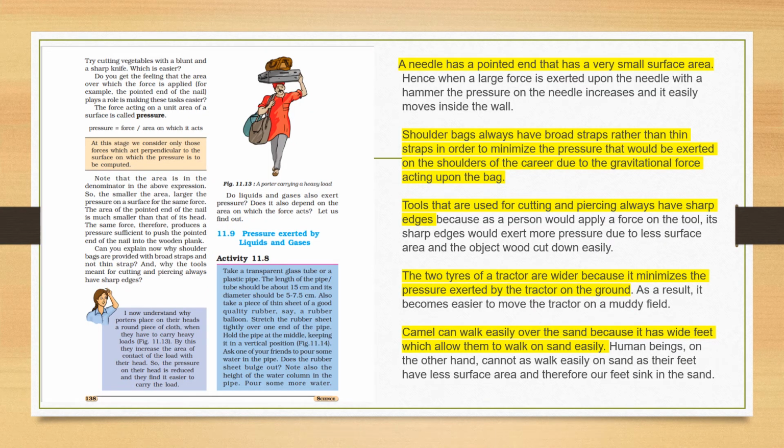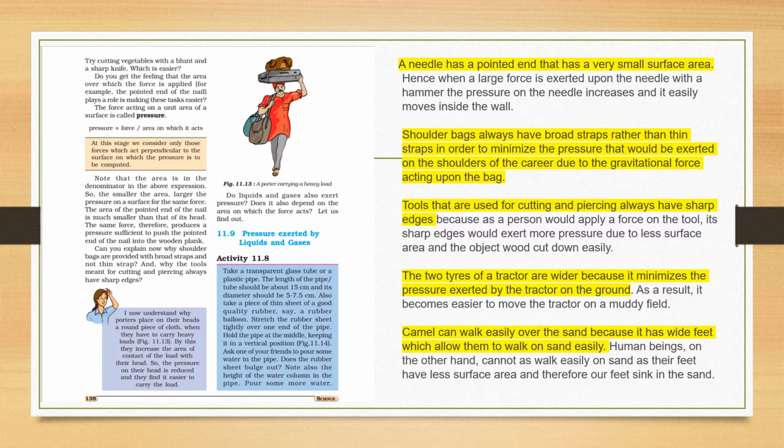A few of the examples I have summarized here for you. Just have a look. A needle has a pointed end, and that has a very small area. Why is it like that? Because when we apply a large force on the needle, the pressure on the needle increases. Because the area is small, the pressure is increased and it moves inside the wall easily.